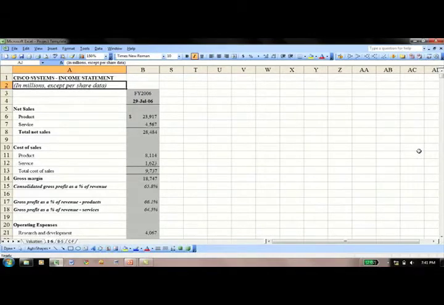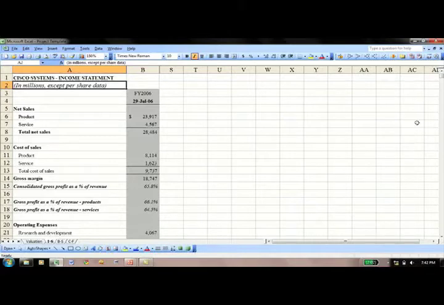As you can see, in cell A1, I've got the title which says Cisco Systems Income Statement. Next to that, I specify that all of the data here is in millions except per share data. Now, Cisco is a company that deals in billions of dollars, so having large numbers in the billions tends to get very difficult to follow and read. So the way they present their data is in millions, as you'll see here.